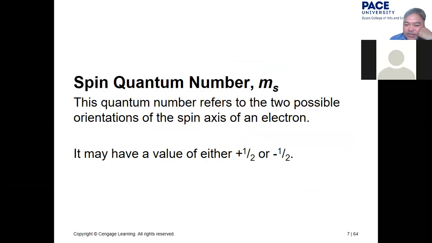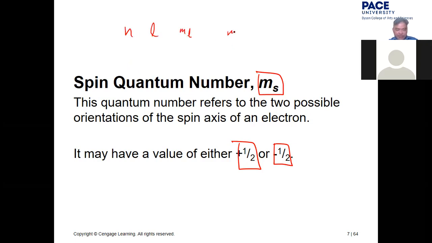Okay, now the last one that we have is the spin quantum number, and its value can be either a positive 1/2 or a negative 1/2. So you have the 3 sets of quantum numbers, and m sub s can be what? A positive 1/2 or a negative 1/2.